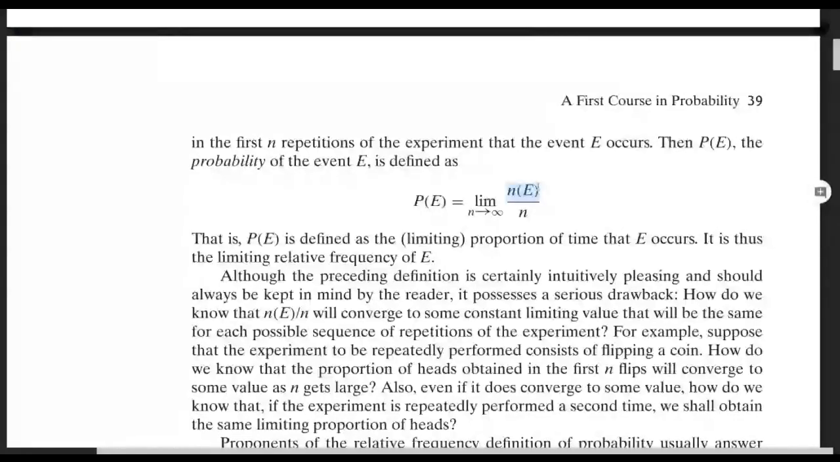So N(E) represents the number of times the event occurs in the repetitions. So event E in the experiment, how many times does event E occur? But this denominator N is the number that goes to infinity. So let's see this. P(E) is defined as the limiting proportion of time that E occurs. It's thus the limiting relative frequency of E.